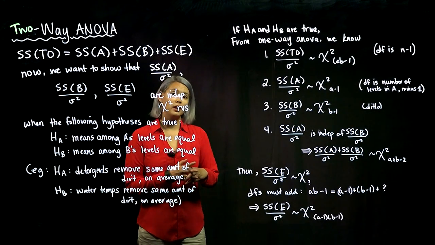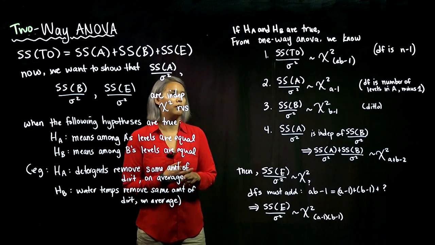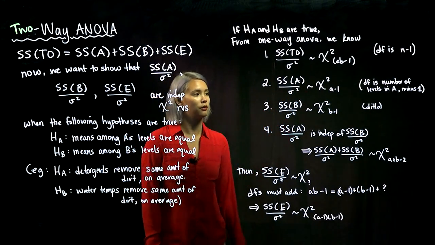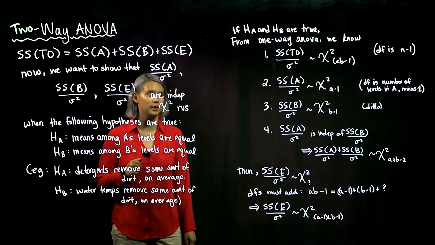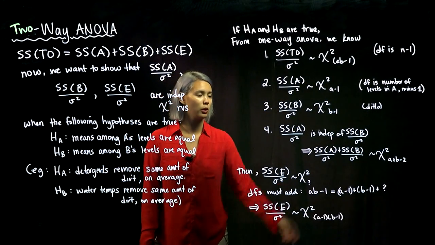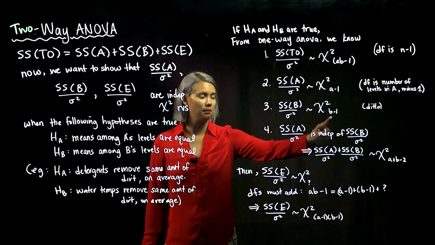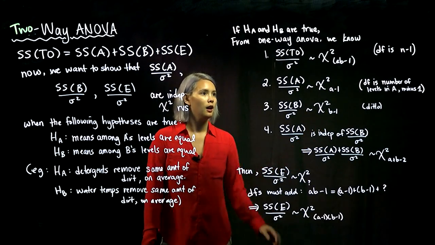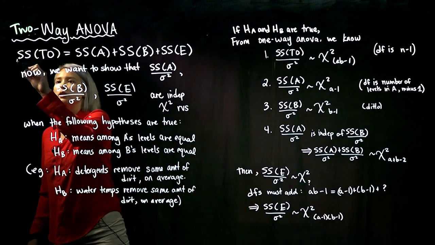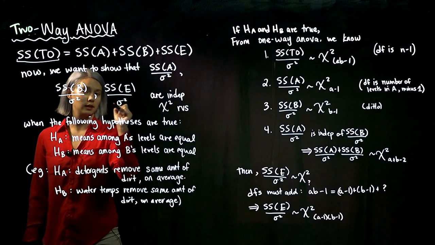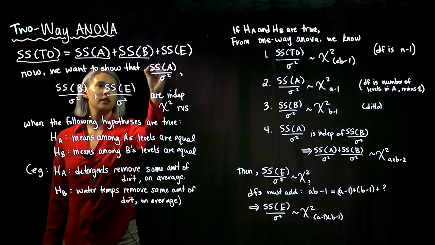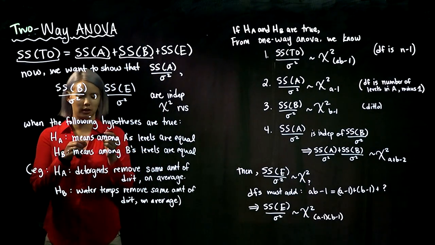All right, so if we use that theorem that we talked about back in 1A ANOVA, then we know that SSA over sigma squared is going to be chi-squared distributed with A minus 1 degrees of freedom. So remember, the degrees of freedom is the number of levels in A minus 1. And then same story for SSB over sigma squared. Again, degrees of freedom is number of levels in B minus 1. All right, so that means that this piece over sigma squared is chi-squared distributed, this piece over sigma squared is chi-squared distributed, and this piece over sigma squared is chi-squared distributed.